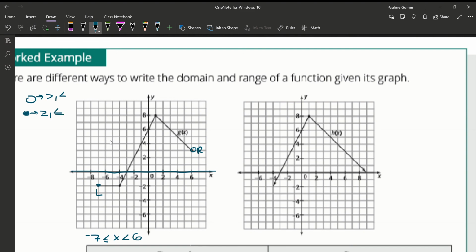Okay, now let's take a look at the range. The range are our y's. So we want to look at the bottommost to the topmost. Now it looks like the bottommost of our y's is at -2. So -2. And the topmost, so that's bottom, and top is 8. So our range is from -2 to 8.